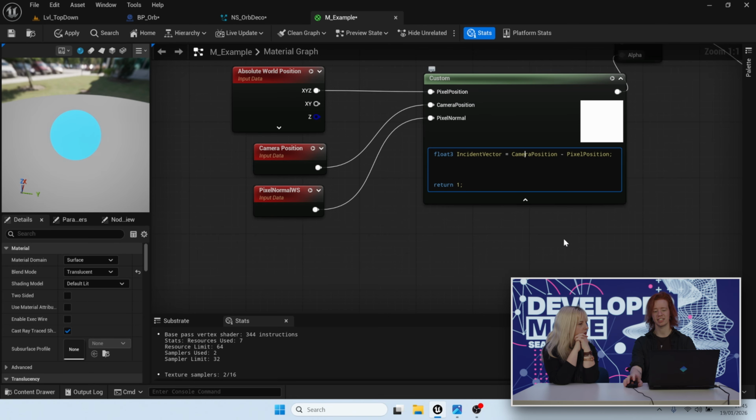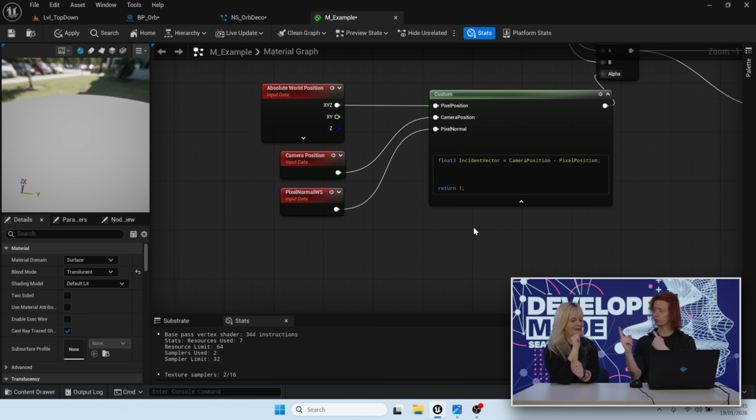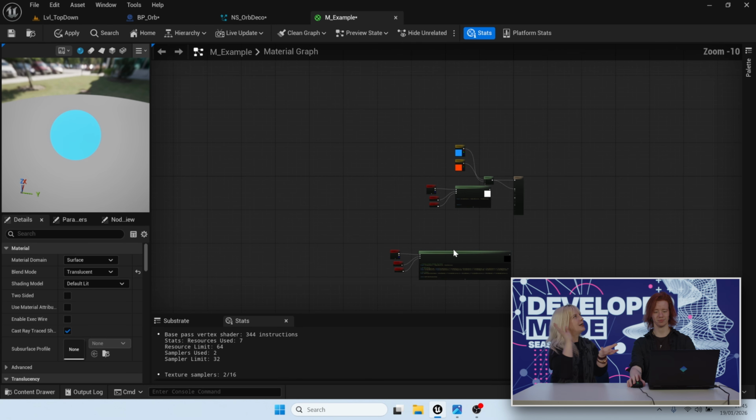So let's say I'm the camera. If I wanted to figure out the line that's drawn between me and you, I would subtract my camera position from my pixel position. You are my pixel position in this case. So we have drawn ourselves one of those vectors we talked about earlier. Awesome. I am the pixel.